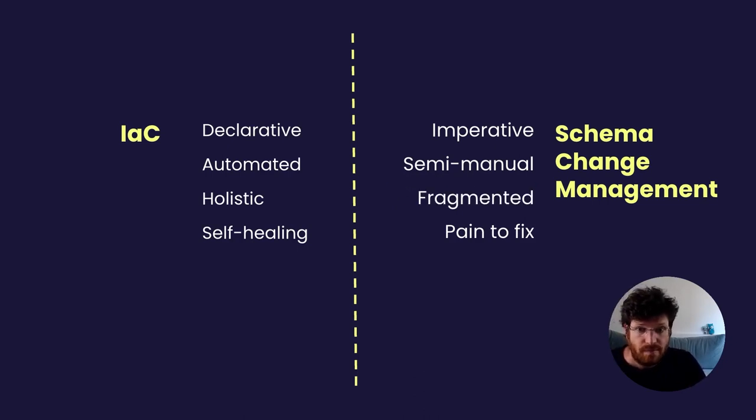Finally, infrastructure as code has a self-healing property. If something drifts between the way things should be and the way that they are, this diff will be picked up by Terraform or your infrastructure as code tool next time you try to reconcile them. With schema changes, when stuff goes wrong, it's a very manual and very painful process to manage.